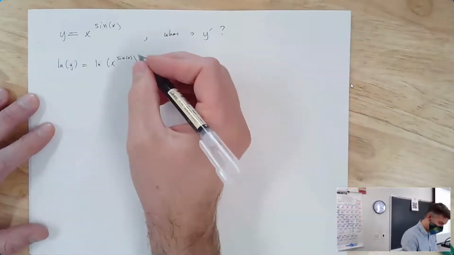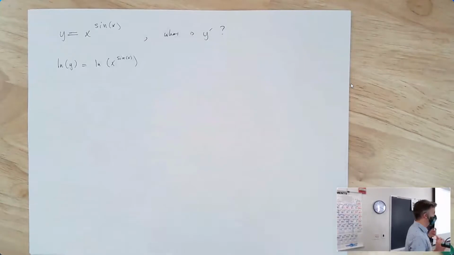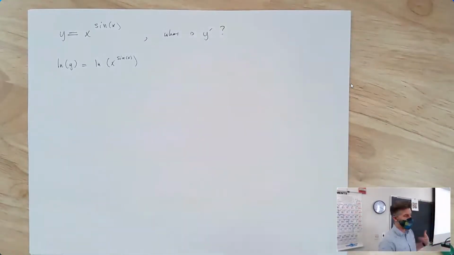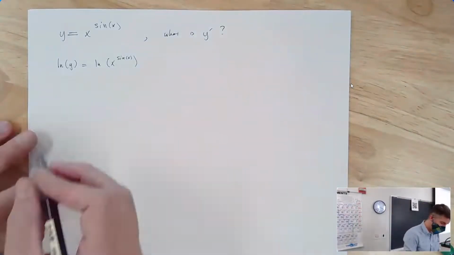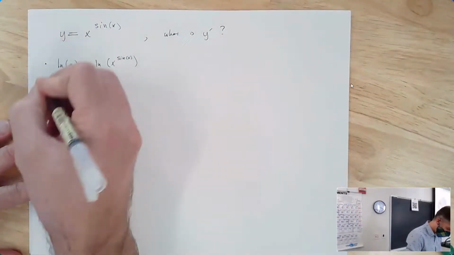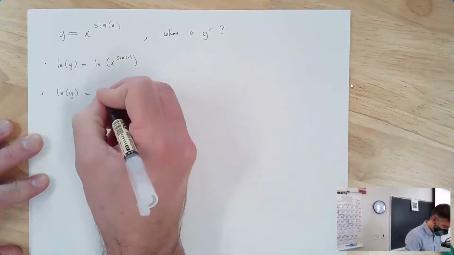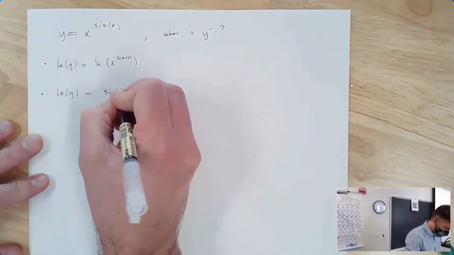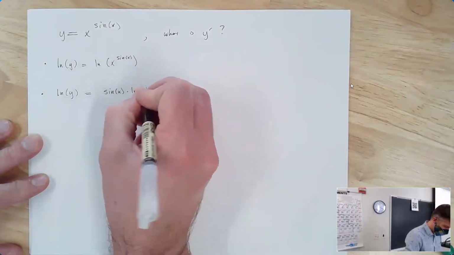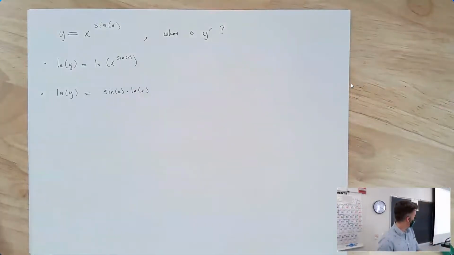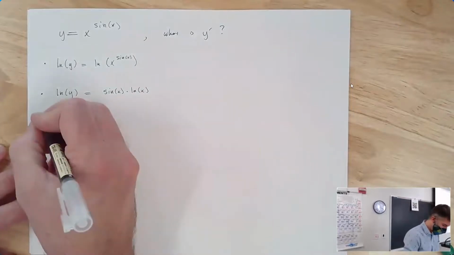Okay. We've taken the natural log. Before I start differentiating, I'm not going to get carried away. I'm going to first simplify. So the natural log of y still on the left equals sine of x times the natural log of x on the right-hand side. Now we differentiate.